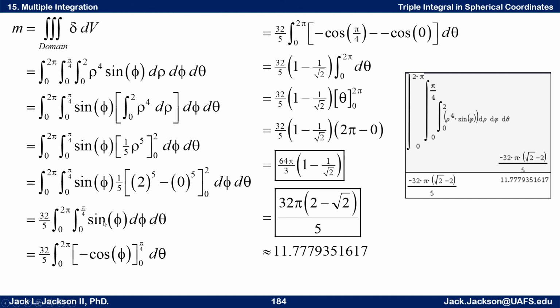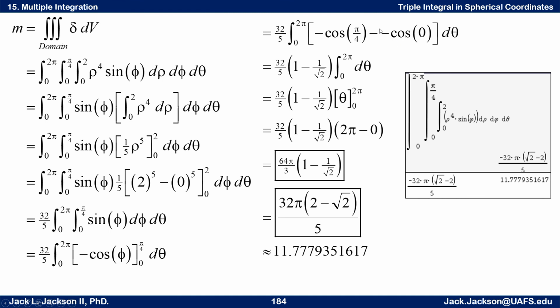The integral of sine of phi with respect to phi from 0 to pi over 4 is, well, the antiderivative is minus cosine of phi. And then you want to evaluate from 0 to pi over 4. So that's minus cosine of pi over 4 minus a negative cosine of 0. Okay. Two negatives here make a positive. Cosine of 0 is 1. So I'll write the 1 first. Then I've got minus. The cosine of pi over 4 is 1 over square root of 2.